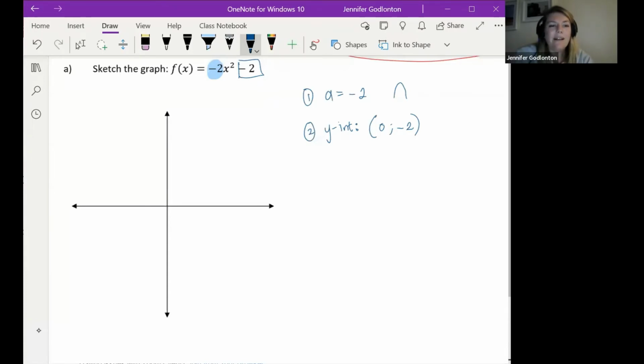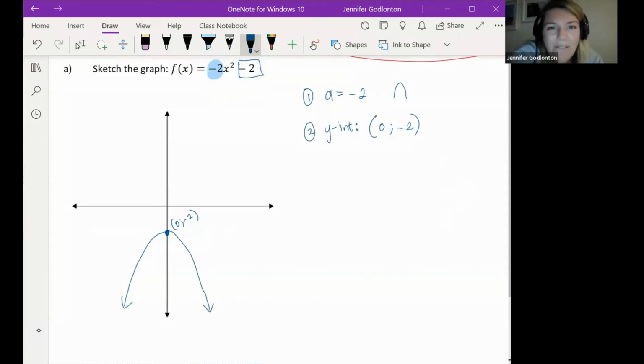So now let's think about what this graph would look like. My y-intercept would be somewhere down here, right? Because that's 0, negative 2. We've already established that we have a sad graph. It's not a happy graph because we looked at our a value. So something like this, right? That's a sad graph.